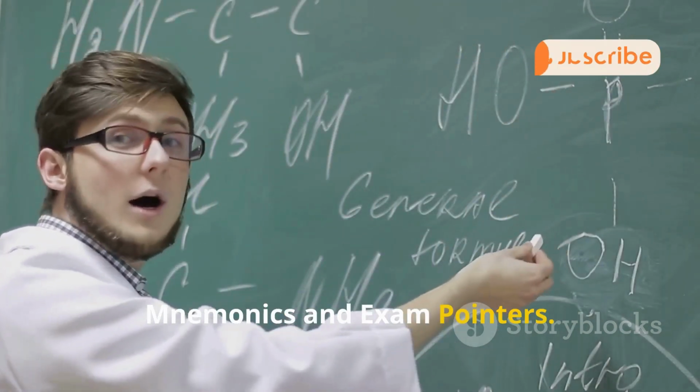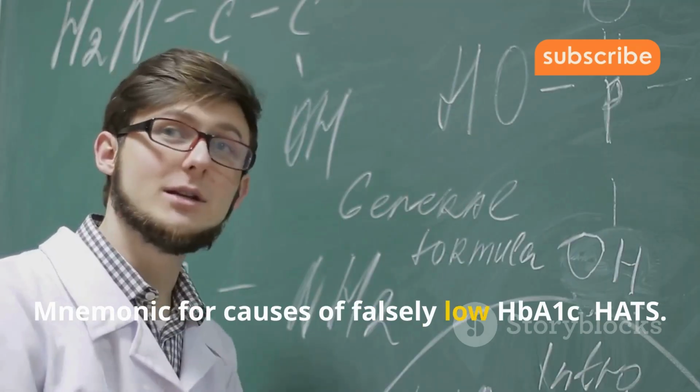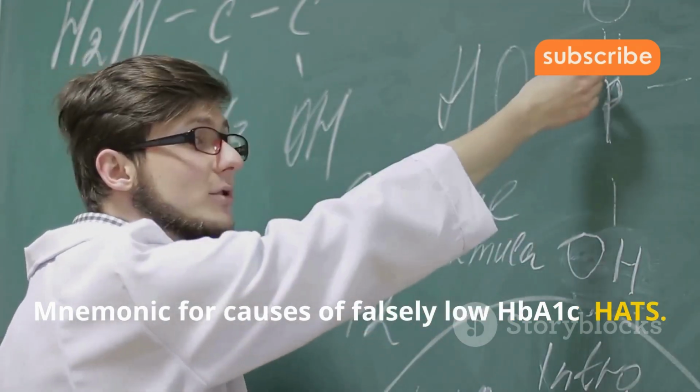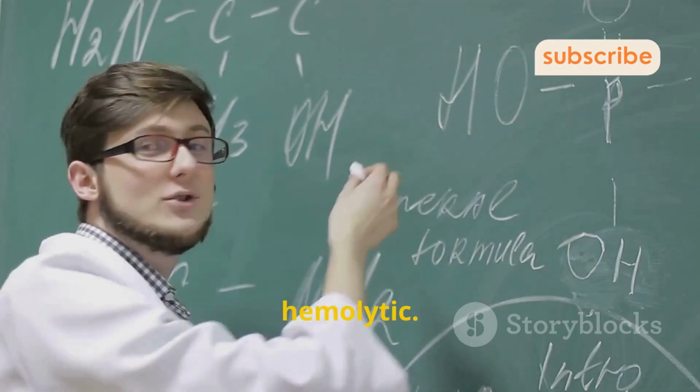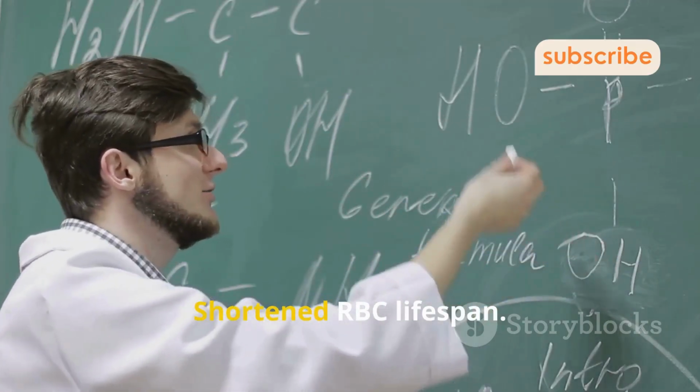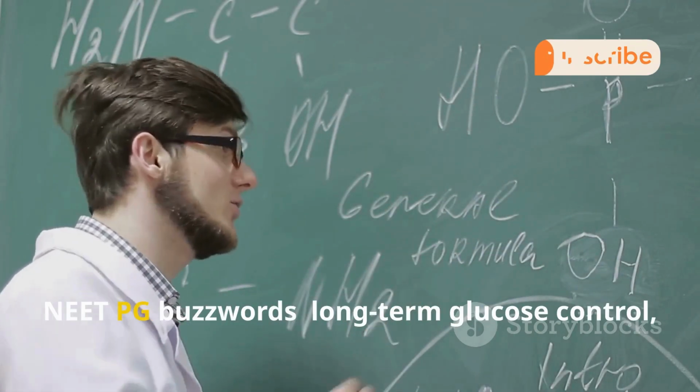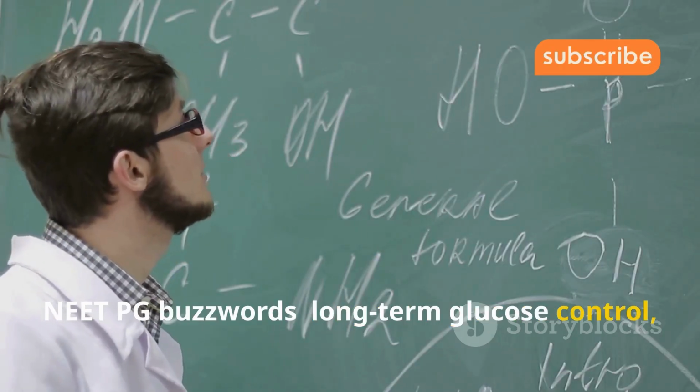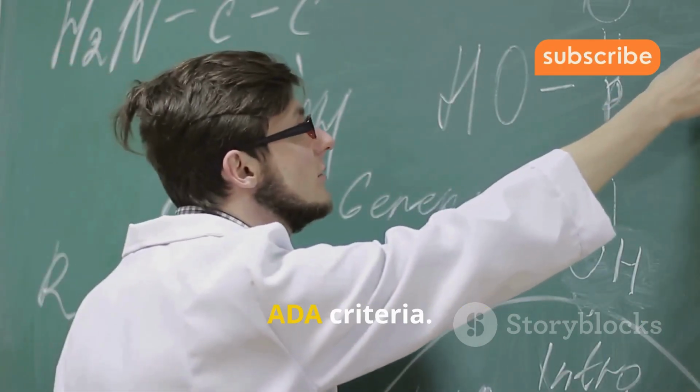Mnemonics and exam pointers. Mnemonic for causes of falsely low HbA1c, HATs: hemolysis, anemia, hemolytic, transfusion, shortened RBC lifespan. NEET PG buzzwords: long-term glucose control, RBC-based measurement, ADA criteria.